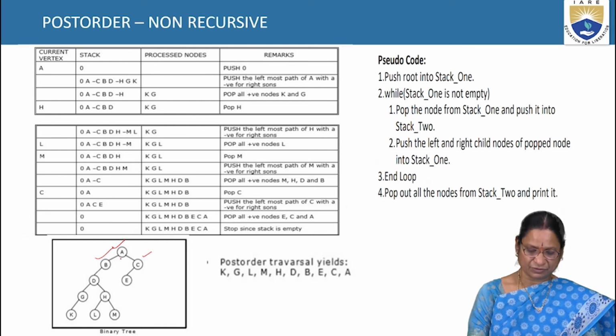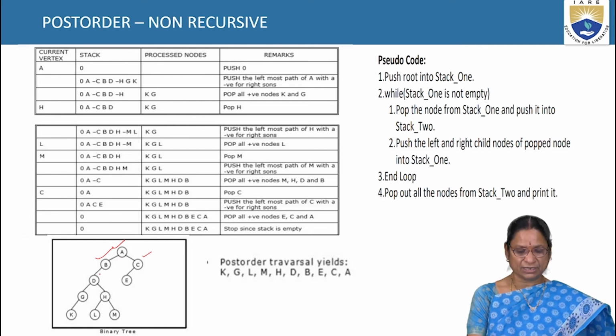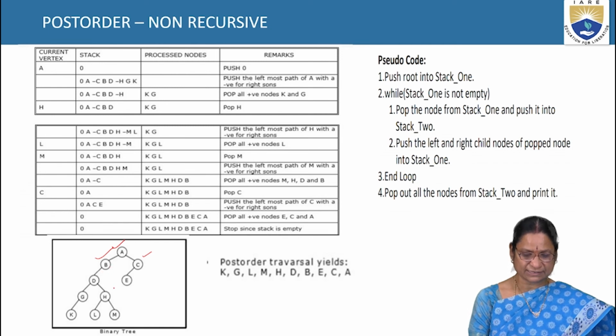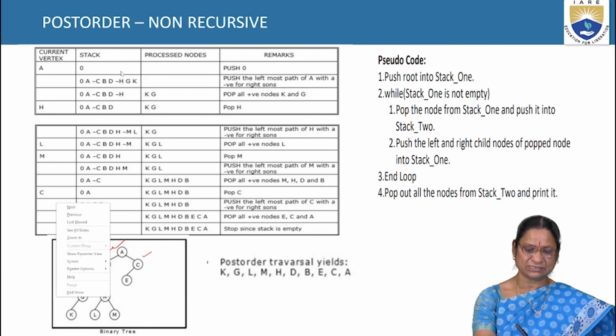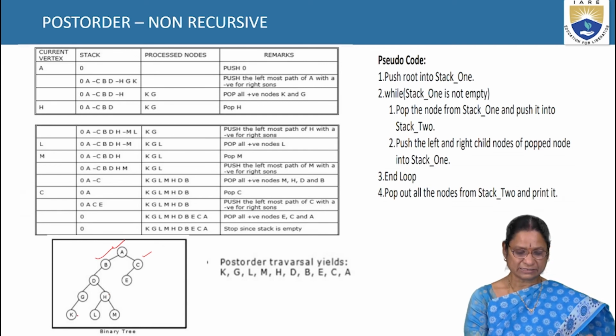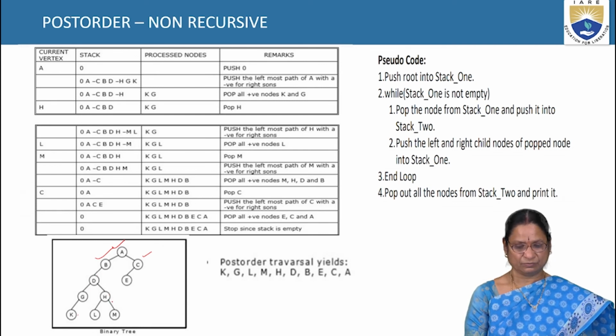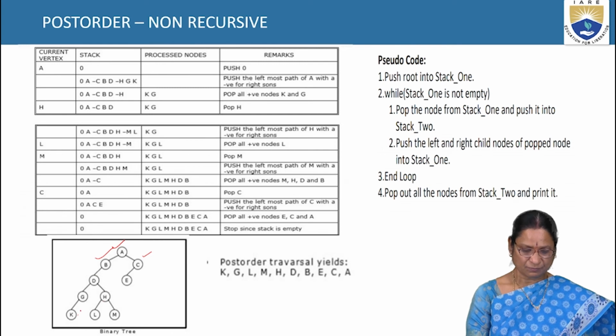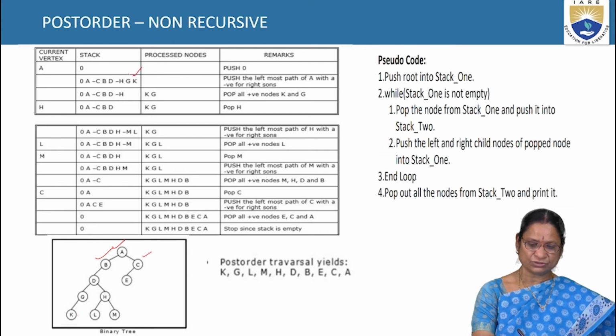Then we check the left. We update with the left pointer B. Then B is pushed. B doesn't have any right child. Then it updates with D. D has a right child H, so minus H is pushed. Then it is updated with D. Similarly, G is pushed and K is pushed. K is popped, G is popped, D is popped.